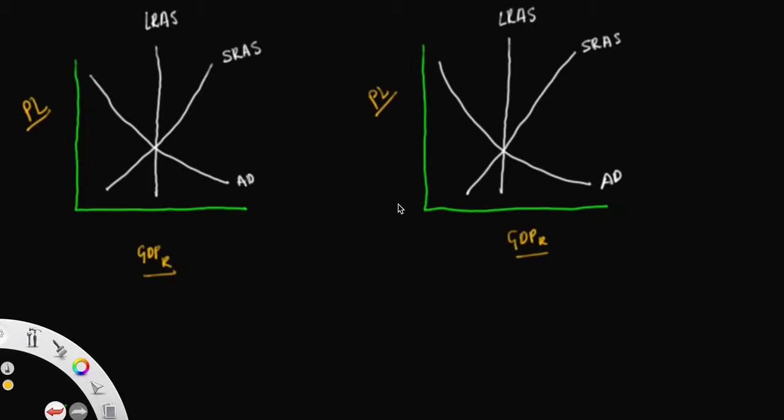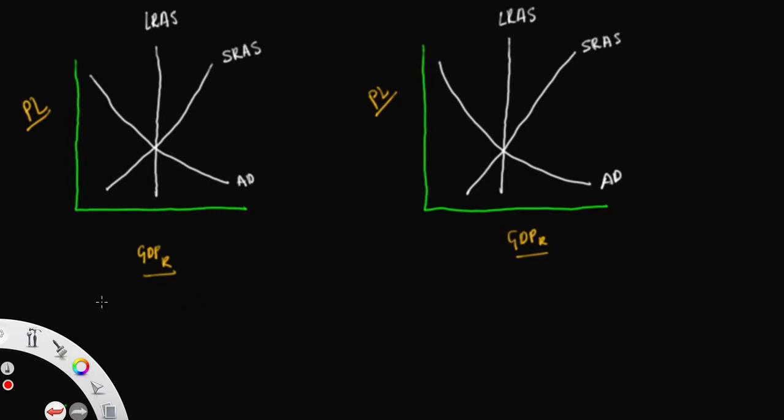Alright guys, so continuing from the last video of what specifically shifts the aggregate demand curve, we're going to be talking about the recessionary gap and the inflationary gap. And that's very similar to what we talked about in the previous video. So this will be a very quick review and a very easy concept to understand if you have watched the previous video.